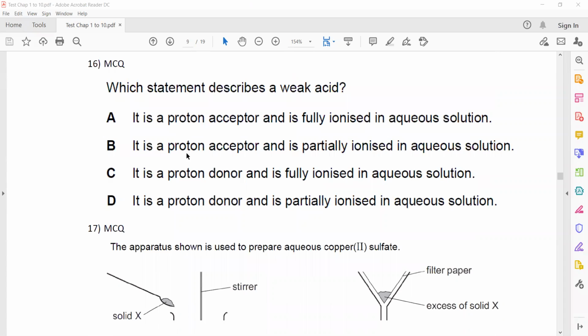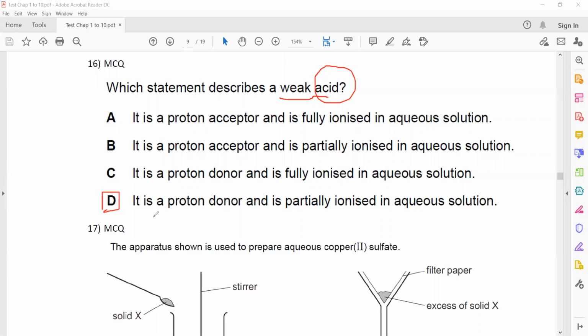In question 16, which statement describes a weak acid? So which statement describes a weak acid, which ionizes acids? The term acid means proton donor. So it is a proton donor and it is partially ionized in an aqueous solution. So that's why D is the right answer.